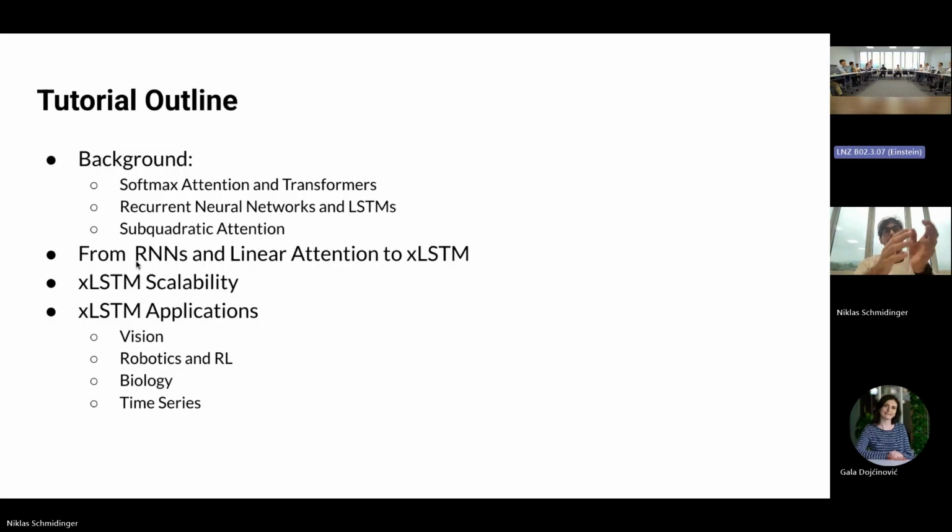And then we are going to make this connection between RNNs, linear attention, all the way to the modern xLSTM and also other related works in that space. Finally, we are going to talk about xLSTM scalability. So what have been the efforts for scaling this up, and how do scaling laws compare to transformers. And finally, we are going to talk about all the published xLSTM applications that we have seen in the last months. There we talk about vision, robotics, biology, and also time series. And finally, which is not on this slide, I will give a bit of an outlook on what we're currently researching.